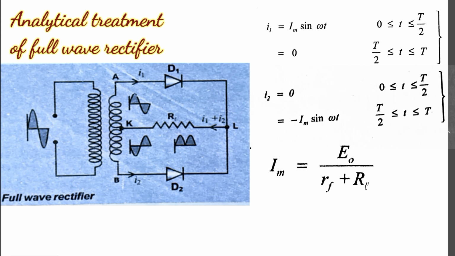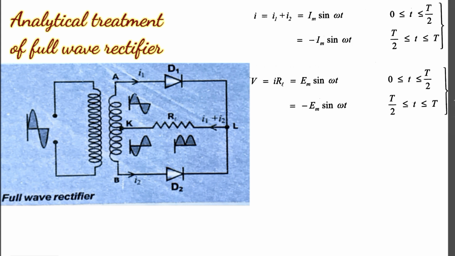Hence the current through the load resistance, I equals I1 plus I2, equals Im sin omega t for the time interval 0 to T upon 2, and I equals minus Im sin omega t for the time interval T upon 2 to T. The voltage drop across the load resistance is V equals I into RL, equals Em sin omega t for the time interval 0 to T upon 2, and V equals minus Em sin omega t for the time interval T upon 2 to T, where Em equals RL E naught upon Rf plus RL.